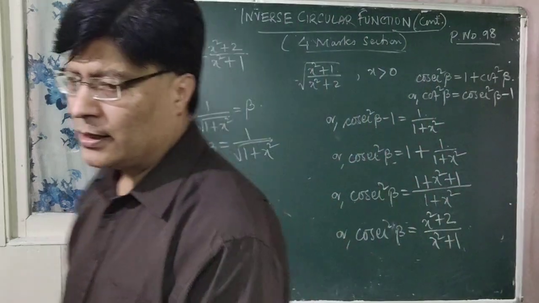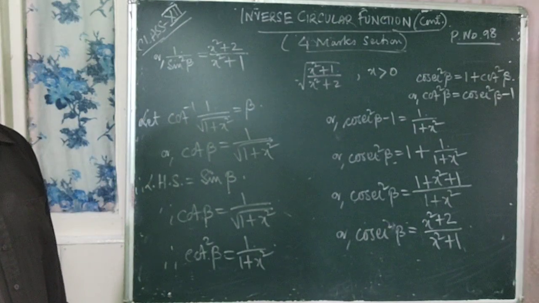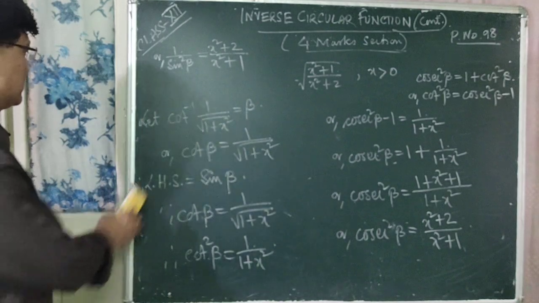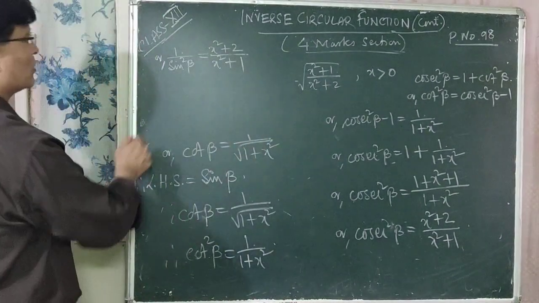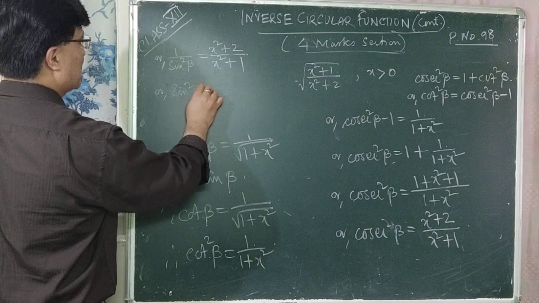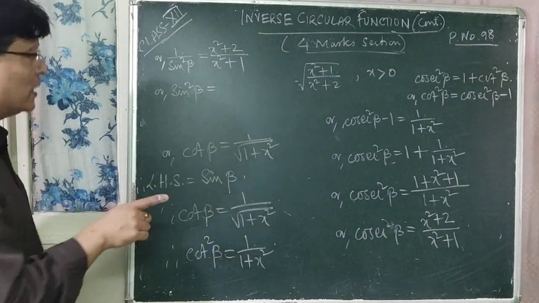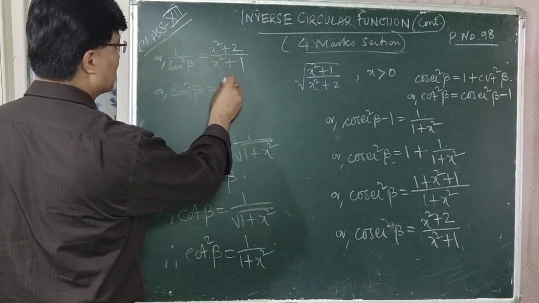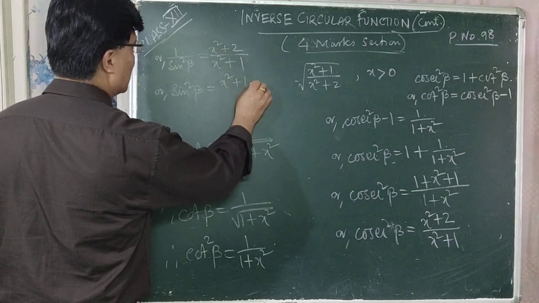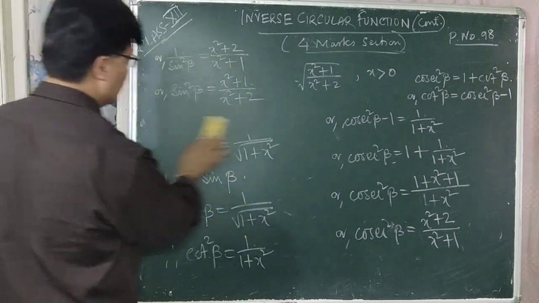So next, what will you do? From here you can get the value of sin square beta by inverting both the sides. So if you invert both the sides, what do we get? That is sin square beta, left hand side is inverted. You have to invert the right hand side as well. So right hand side inverted gives x square plus 1 divided by x square plus 2.